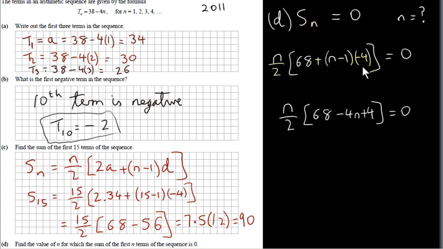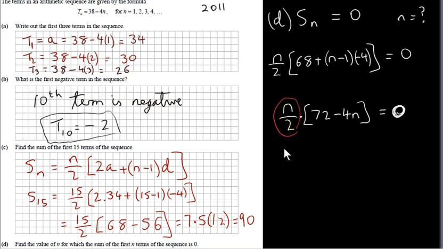We can simplify what's inside the square brackets. We have 68, and then we have minus 4 by plus n is minus 4n. Minus 4 times minus 1 is plus 4. Then we can add the 68 onto the 4 to get plus 72. Now we have a product of two things here, two expressions equaling 0. So the only way that can happen is if one of these is 0.